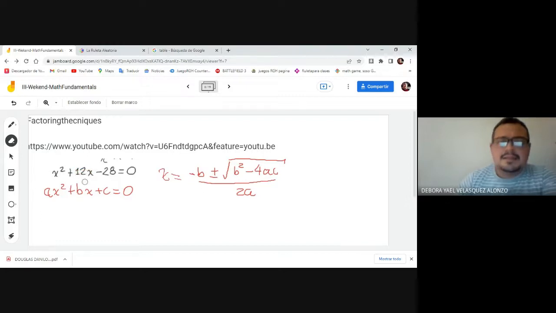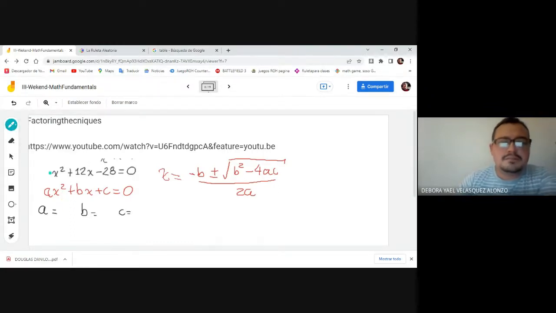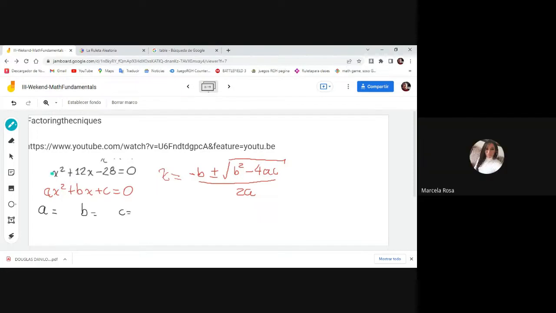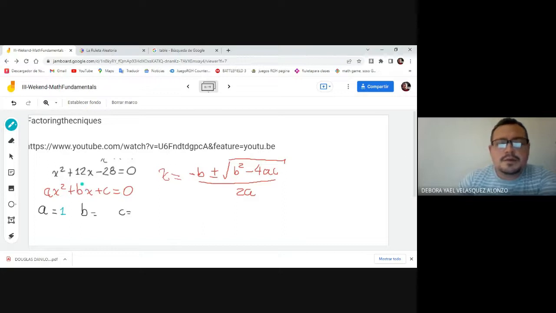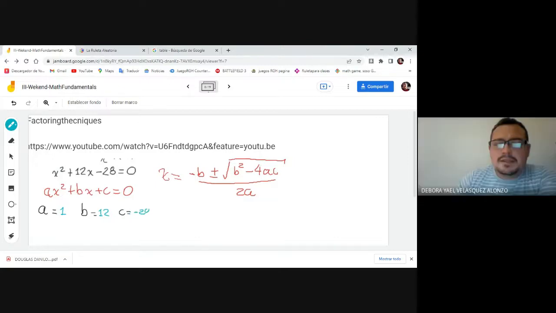So at the end, the expression we have, which is x squared plus 12x minus 28, will let us know what are the values of a, b, and c. What are the values of a, b, and c respectively? Can you tell me? Start with a. What is a? 1. The number that goes with x squared. What is b? 12. The number that goes with x. And what is c? Negative 28. The number that doesn't have variable.